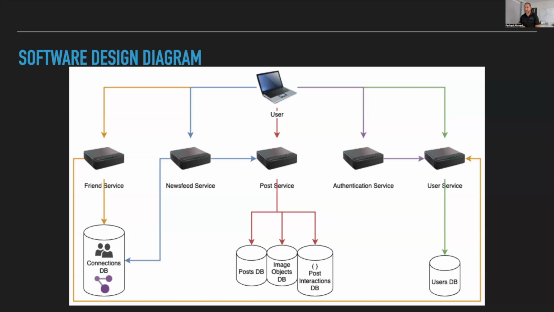Next, we have a friends service. This will talk to the user service. You can see that loop going all the way around. So it talks to the user service to identify who the user is, and then it'll also identify the connections for a given user.